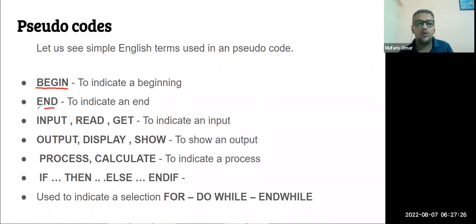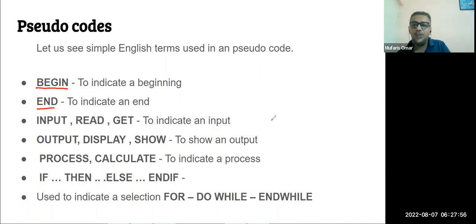And to end the pseudocode, we use END. So you can note this down as well. Let's use simple English terms. These are the terms used in pseudocode. Note this down, don't worry, because we're going to use it later. BEGIN to indicate the beginning, END to indicate the end, then INPUT or READ or GET, any of these, to indicate an input.